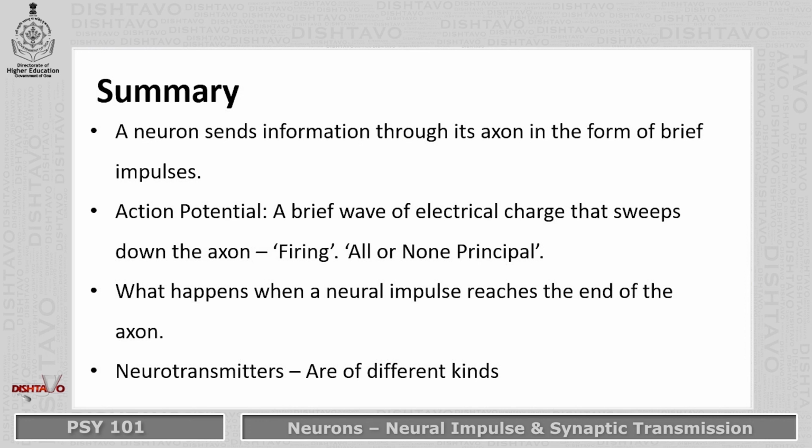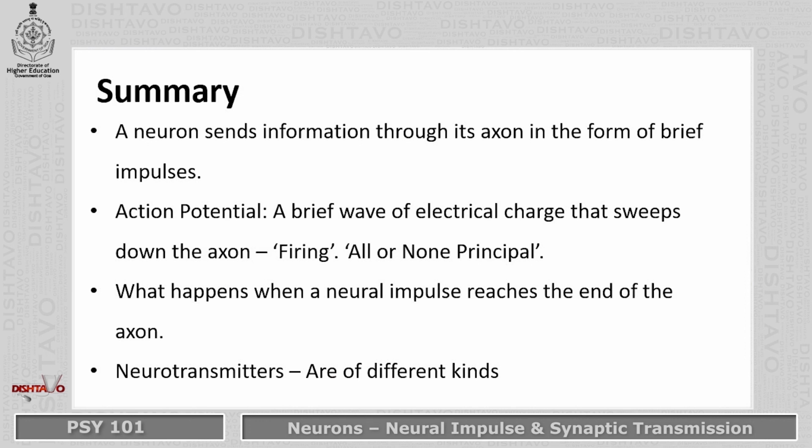We saw what happens when a neural impulse reaches the end of the axon. That through the neurotransmitters, an electrical wave is converted into a chemical signal and sent across. And we also saw the different kinds of neurotransmitters, which are excitatory, inhibitory, and neurohormones.